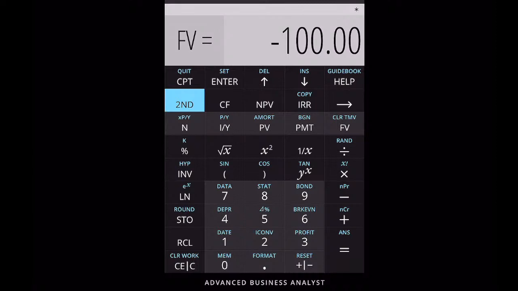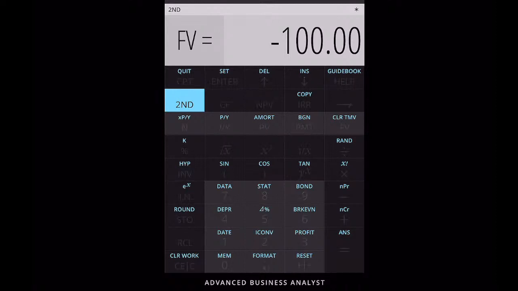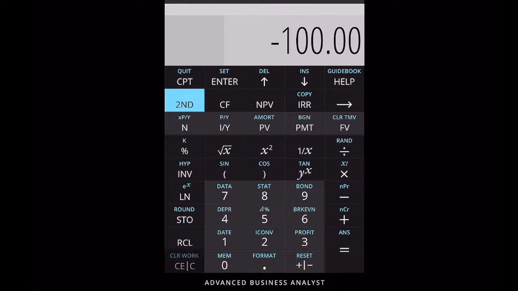So I want to clear just that. I don't want to touch anything else. So I'll hit second and clear work, not clear work, sorry, clear TVM, which is here. All right, so that just clears the TVM keys. Now let's check that that's true. There's nothing in there now if I ask to compute FV. All right, so that just clears that row.